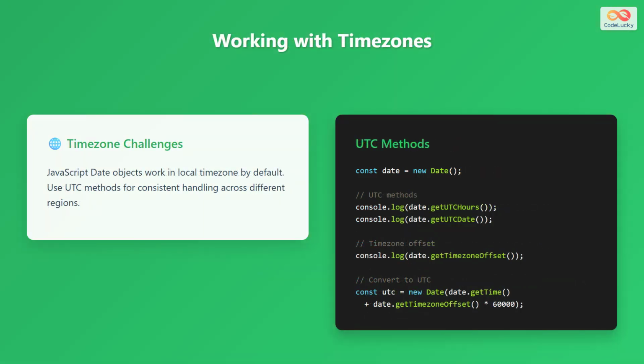JavaScript Date objects work in the local time zone by default. This can cause issues when dealing with dates across different regions. To handle time zones consistently, use UTC methods. Here's how. First, create a new Date object. Then you can use UTC methods like getUTCHours and getUTCDate to get the hours and day of the month in UTC time. To get the time zone offset in minutes, use getTimezoneOffset. To convert a date to UTC, you can create a new Date object using the timestamp and time zone offset. The code shows how to convert the current date to UTC by adjusting for the local time zone offset.